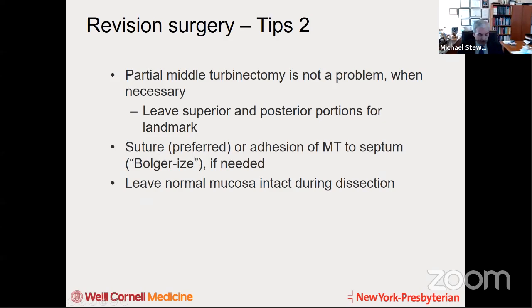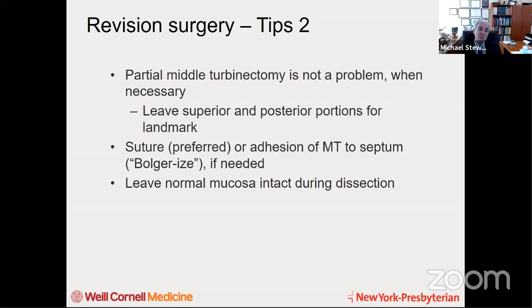Now, partial middle turbinectomy. This is a subject which is almost emotional or religious in some people's minds when it comes to endoscopic sinus surgery. Many people believe very strongly that it is important to preserve the entire middle turbinate for a few reasons. First of all, it is a landmark which is helpful in revision surgery. Second of all, there is some olfactory epithelium and some olfactory receptors on the middle turbinate. That is true.